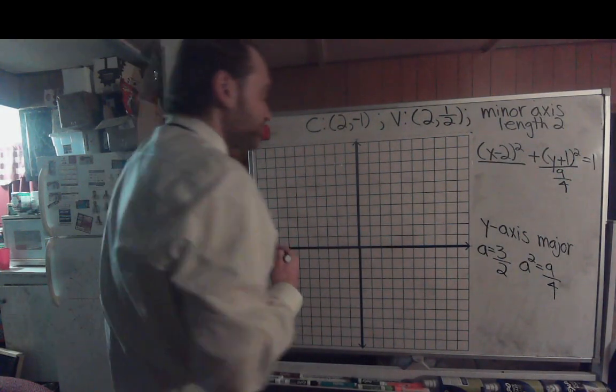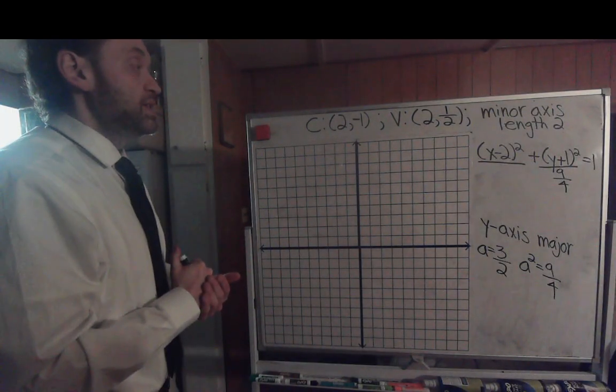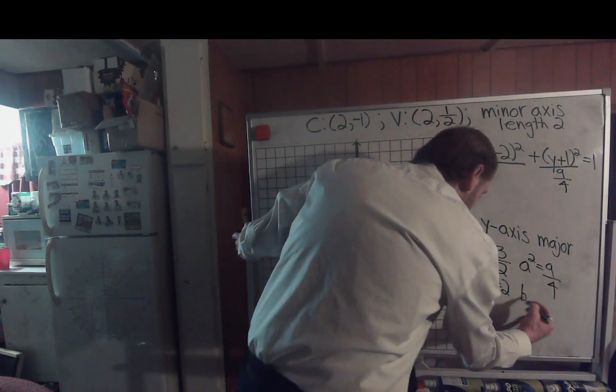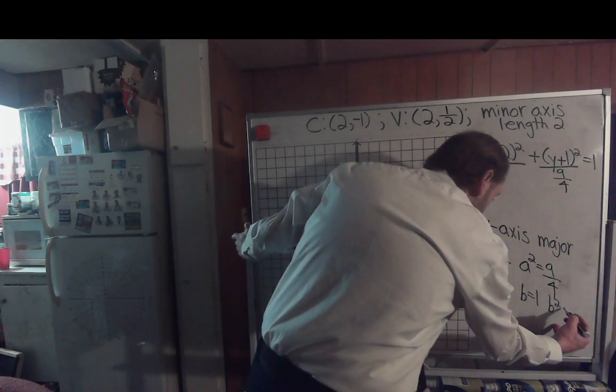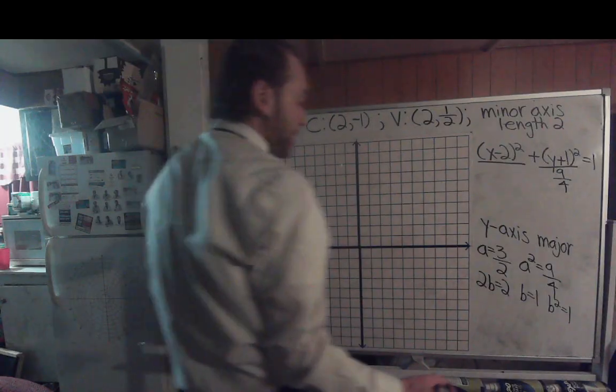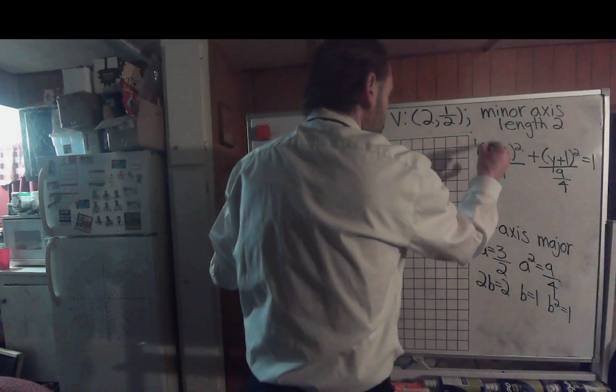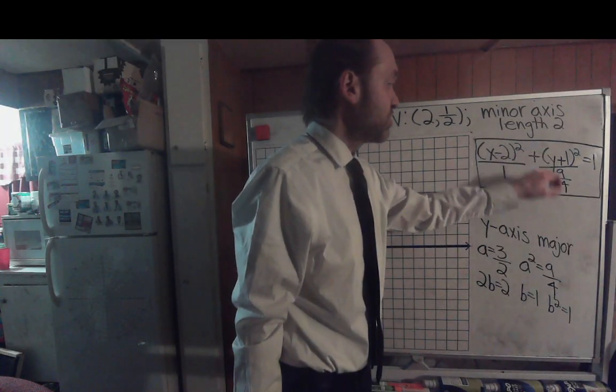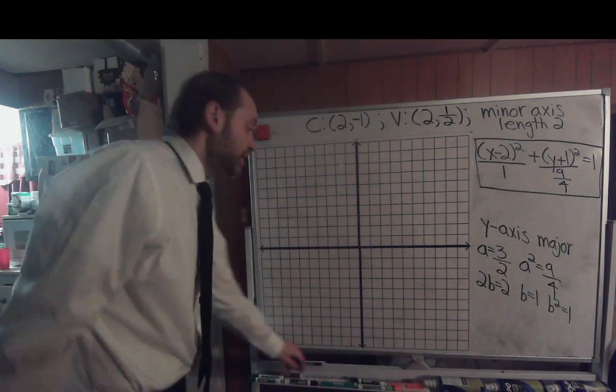All right. Here's another piece. Minor axis is length 2. That's talking about the x-axis. So the whole minor axis length is 2. So that's 2b equals 2. That means that b equals 1, so b squared equals 1. So we just found it then. We found our equation. The equation we should get is x minus 2 squared over 1 plus y plus 1 squared over 9/4 equals 1.